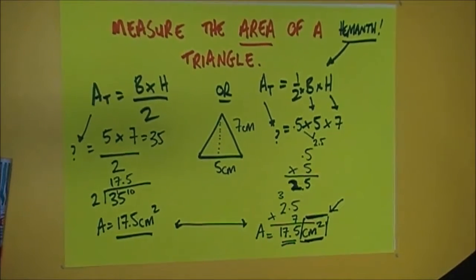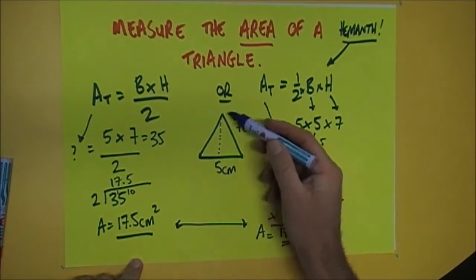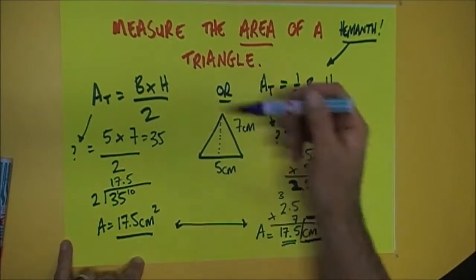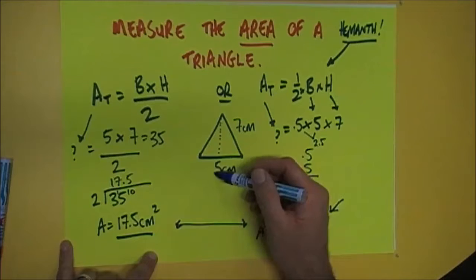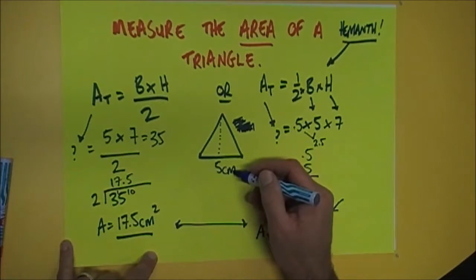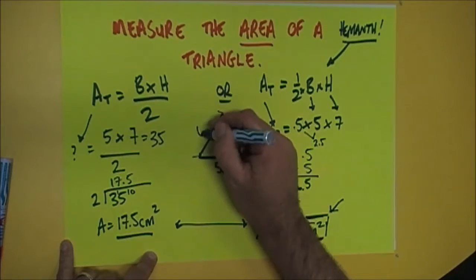Now thinking about the challenges for next week. The challenge next week I'm going to start to pose to you is, what if I don't have all of this information to begin with? What if I don't have the base and the height? What if I only have the base measurement? And what if, so I lose that 7, what if I know that that's 5 and I know from there to there is, say, 6?